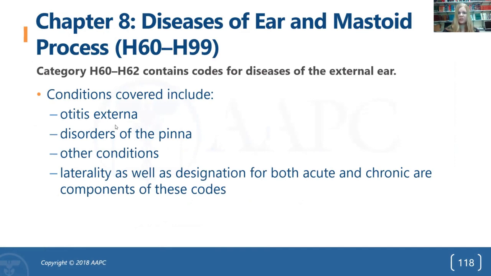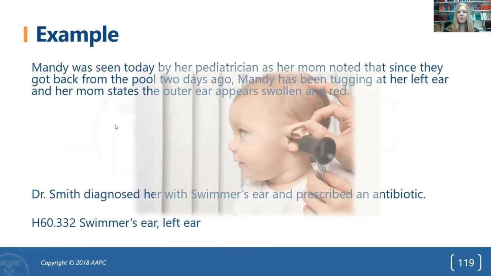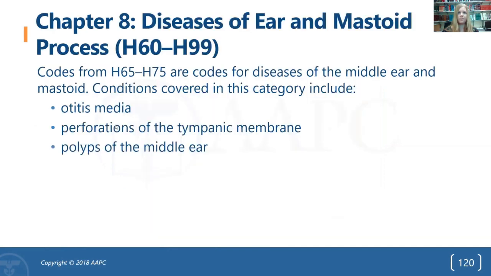Proper code assignment is contingent upon knowing if the condition is acute or chronic and the laterality of the condition. For example, Mandy was seen today at the pediatrician because her mom noted that since they got back from the pool a couple of days ago, she's been tugging at her left ear, and her mom says that the outer ear appears swollen and red. The doctor diagnosed her with swimmer's ear and prescribed an antibiotic. So the correct code for this case would be H60.332 for swimmer's ear of the left ear.